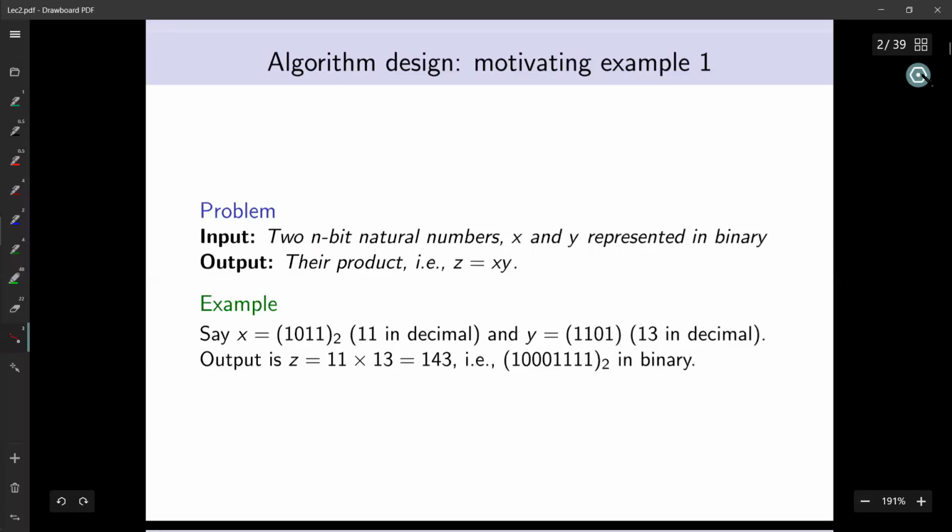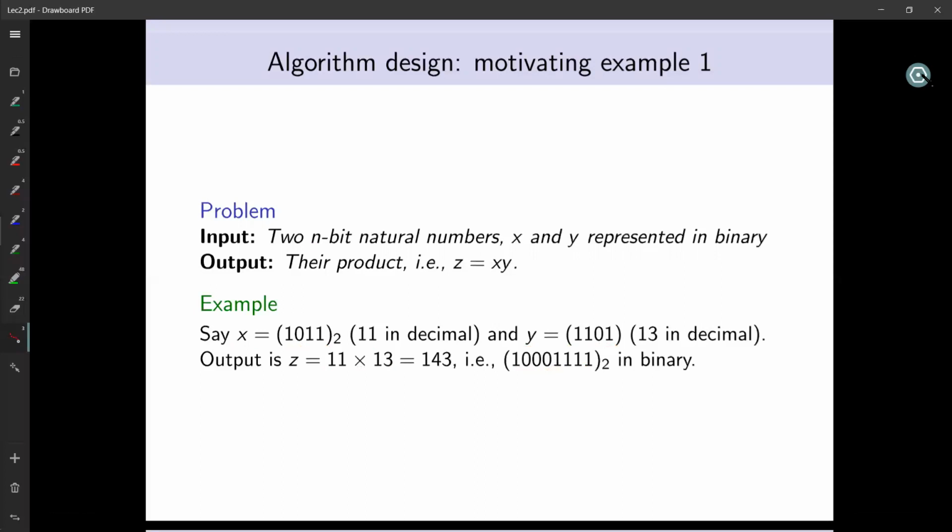Let's take a simple example. Let's say x is 11. In binary, this is 1011. And y is 13. In binary, this is 1101. Now the output should be 11 times 13, again in binary. So in binary, it becomes 10001111.